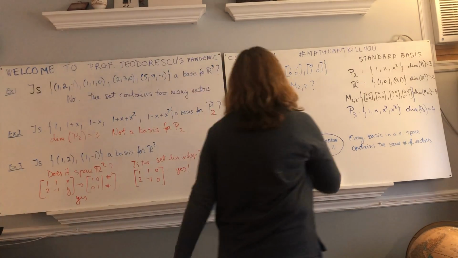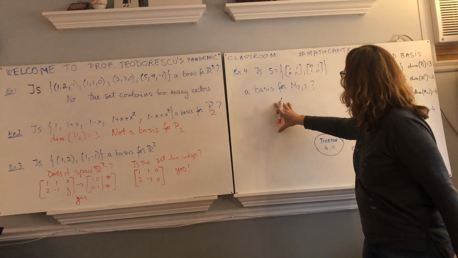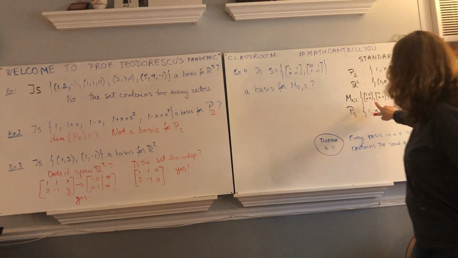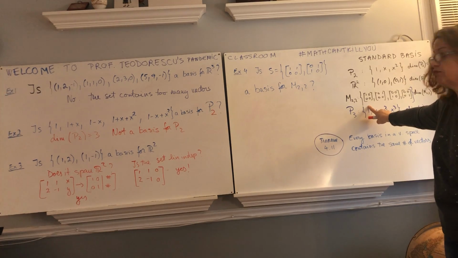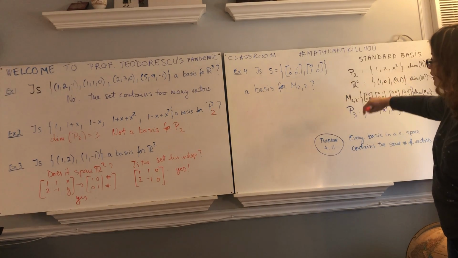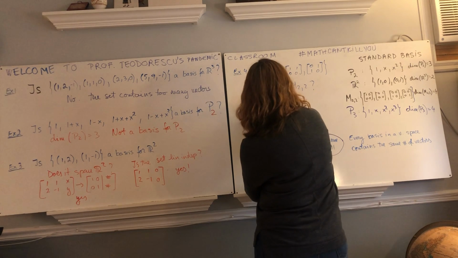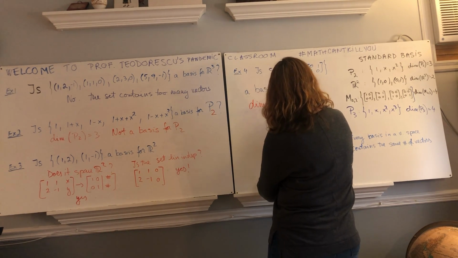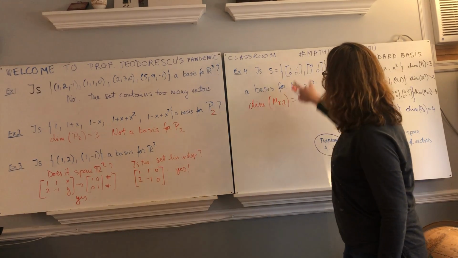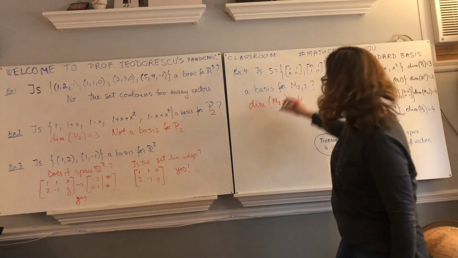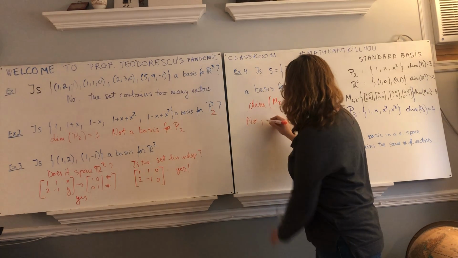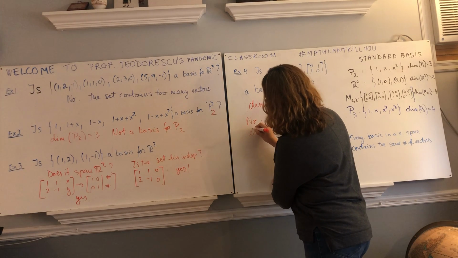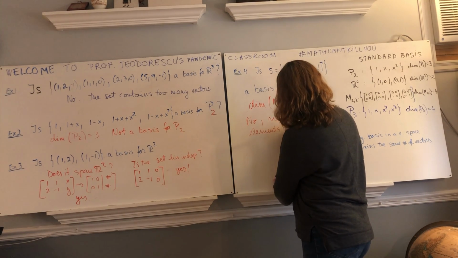Last problem: is this set a basis for M22? Well, we know a basis for M22 contains 4 vectors, right? And we know the dimension of M22 is 4. This set does not have enough elements. So you say no, not enough elements in the set.